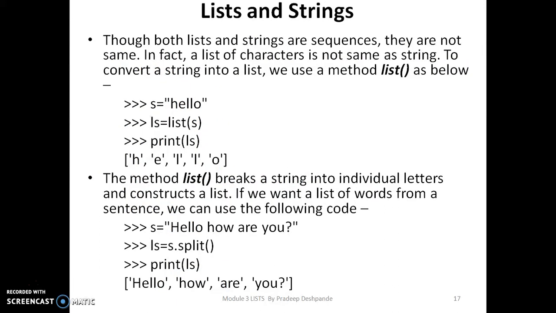Lists and strings. Though both lists and strings are sequences, they are not the same. A list of characters is not the same as a string. To convert a string into a list, we use the method list, like s equals hello, ls equals list of s. Whatever characters are there, h, e, l, l, o, are converted into a list here. So the method list breaks a string into individual characters and constructs a list.